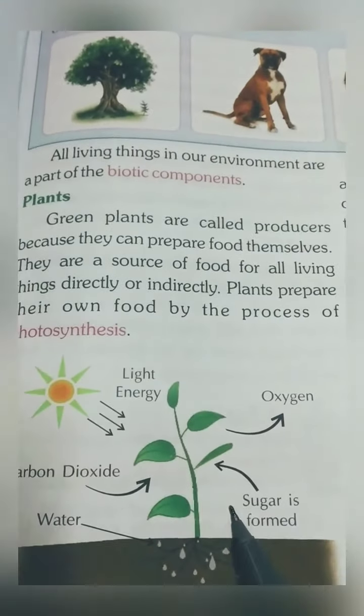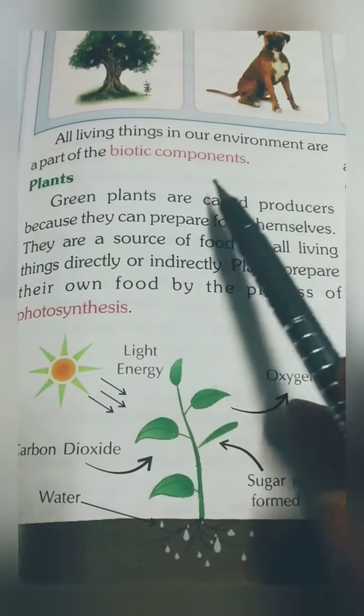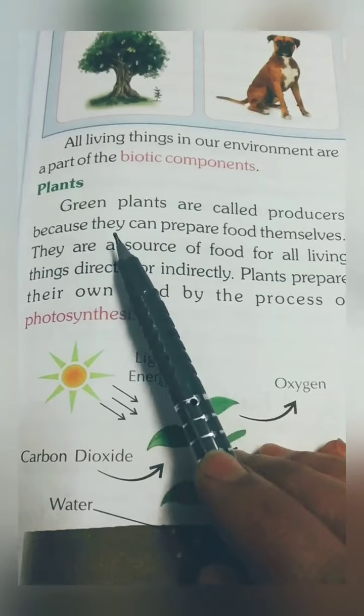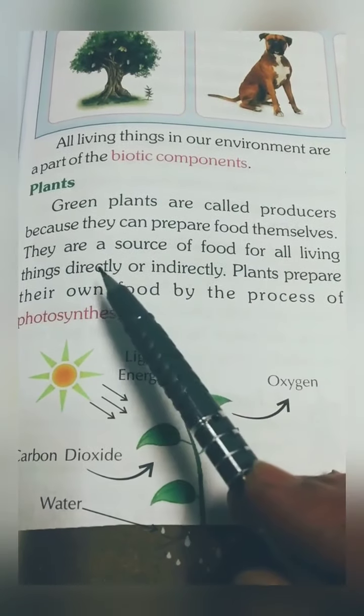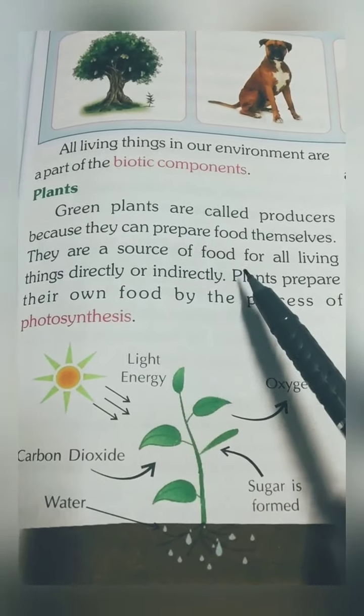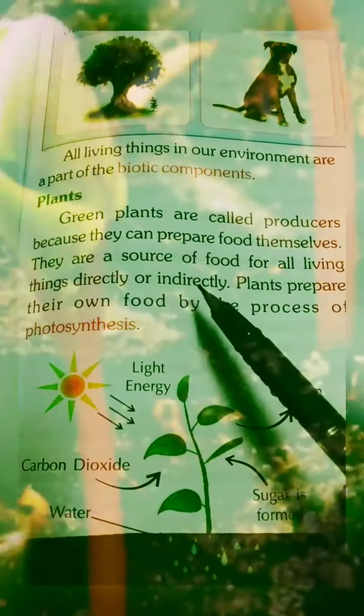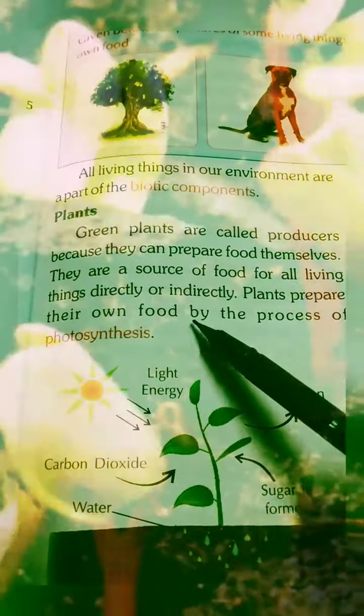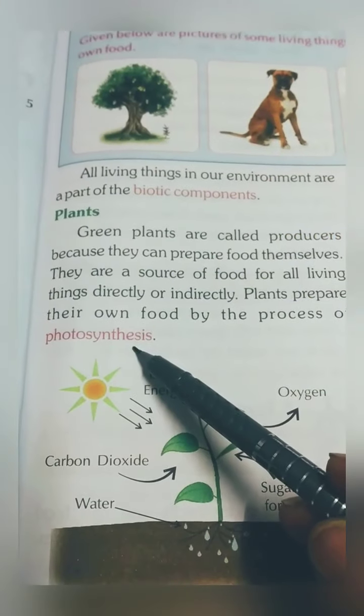Now about the plants. Green plants are called producers. Why? Because they can prepare food themselves. They are the source of food for all living things, directly or indirectly. Plants prepare their own food by the process of photosynthesis.